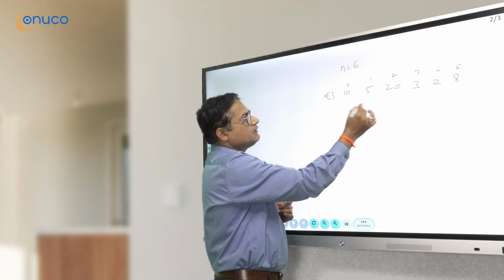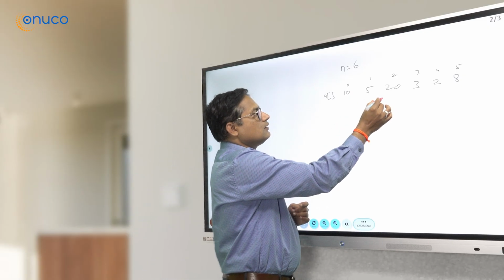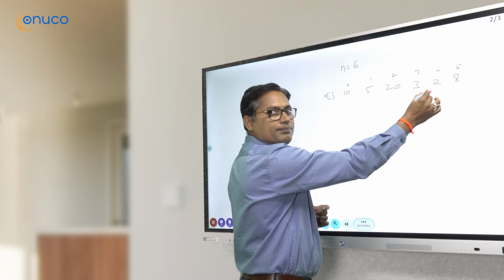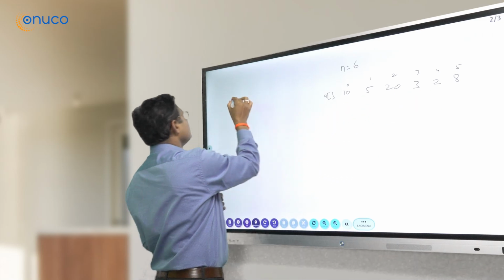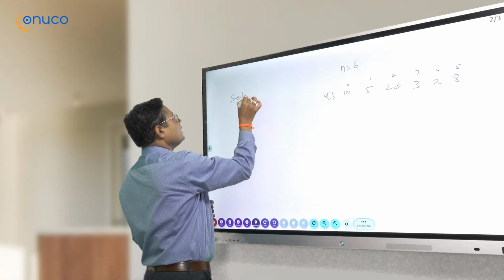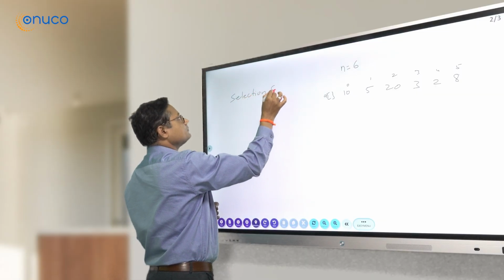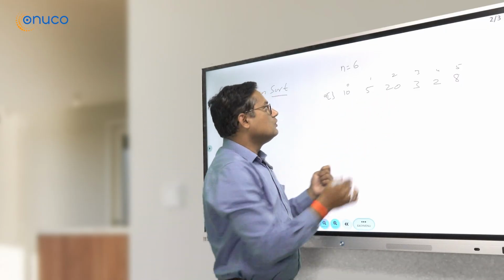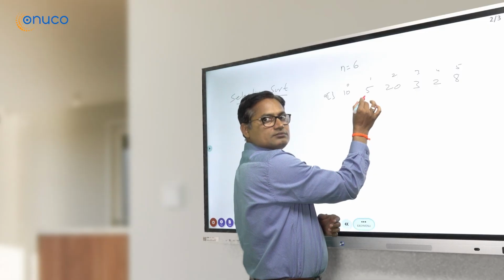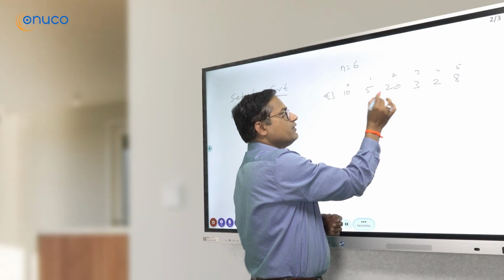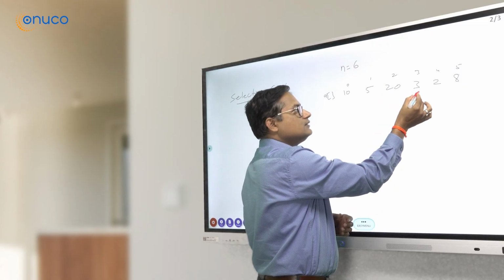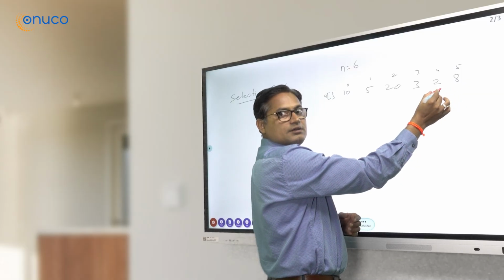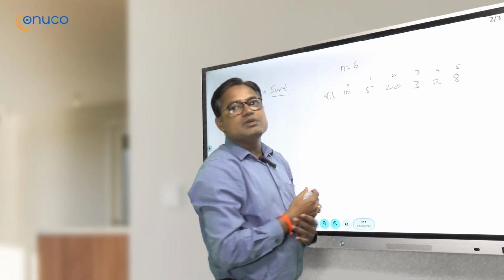Now we can see that in this particular case, in the random elements, 2 is the minimum. So when you are performing selection sort, we are going to find the minimum element in the given list. We compare 10 with 5, 5 is minimum; 5 and 20, 5 is minimum; 5 and 3, 3 is minimum; 3 and 2, 2 is minimum; 2 and 8, 2 is minimum. So we got the minimum value as 2.